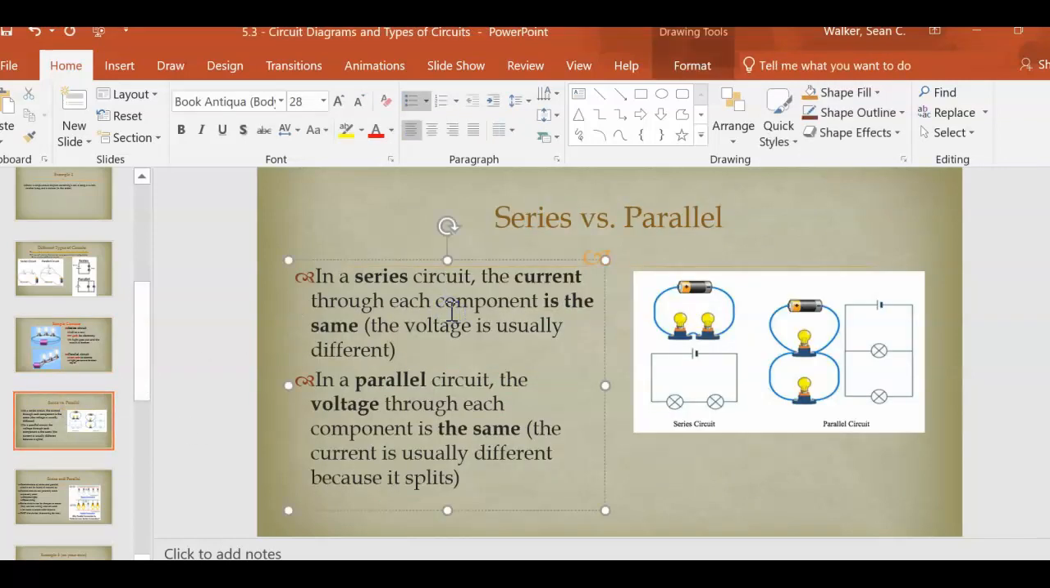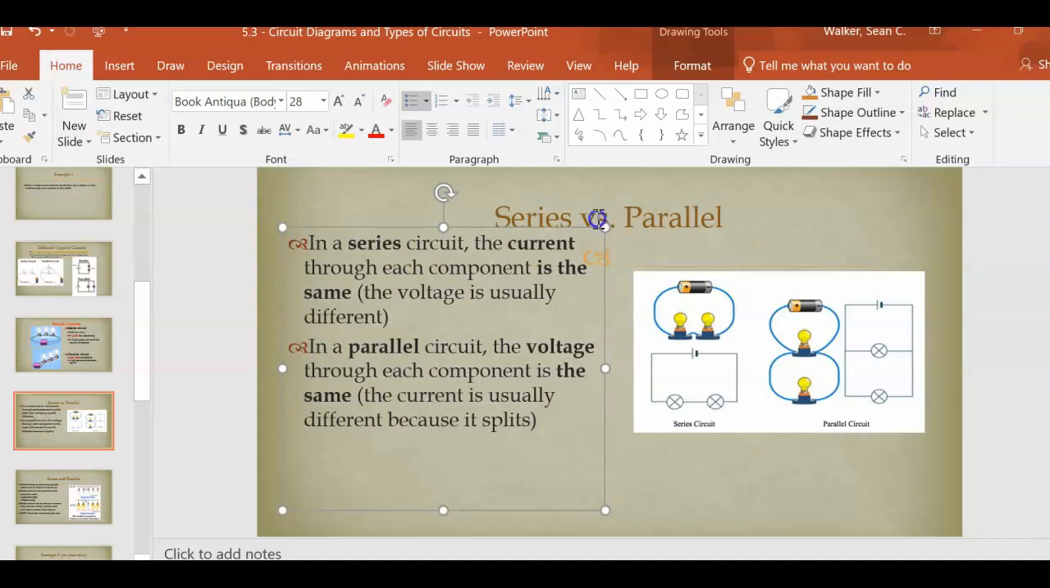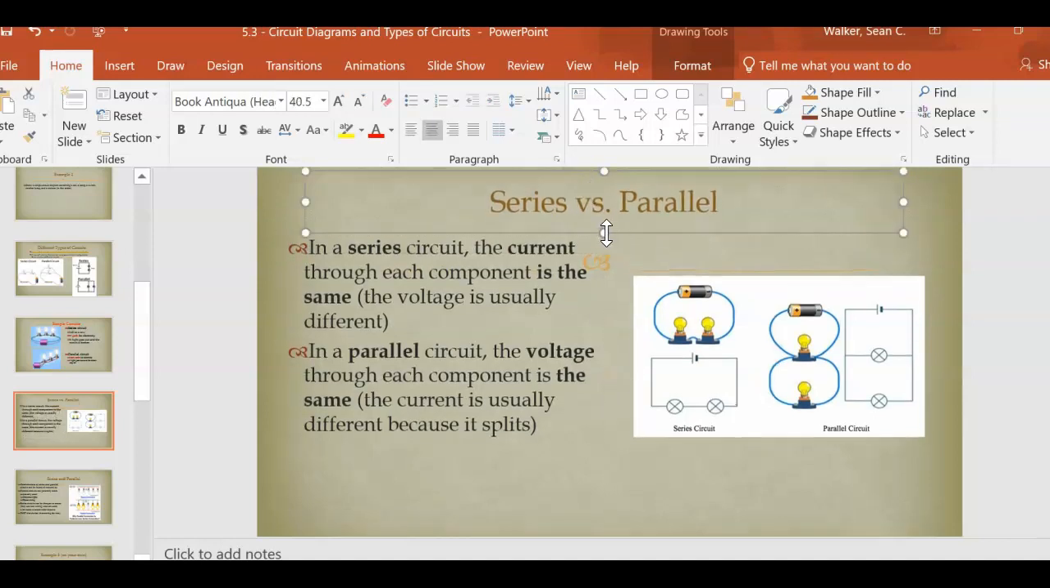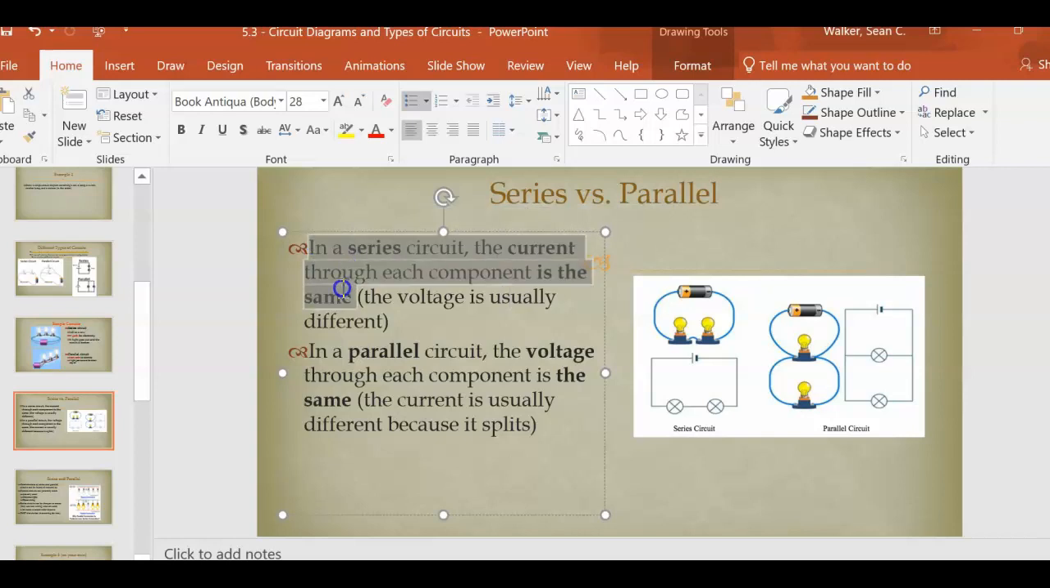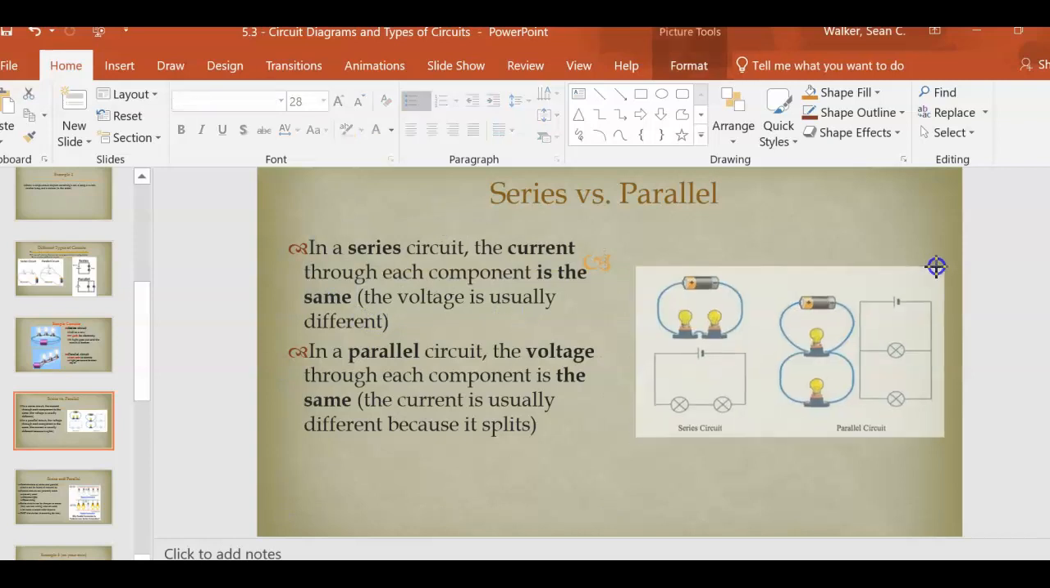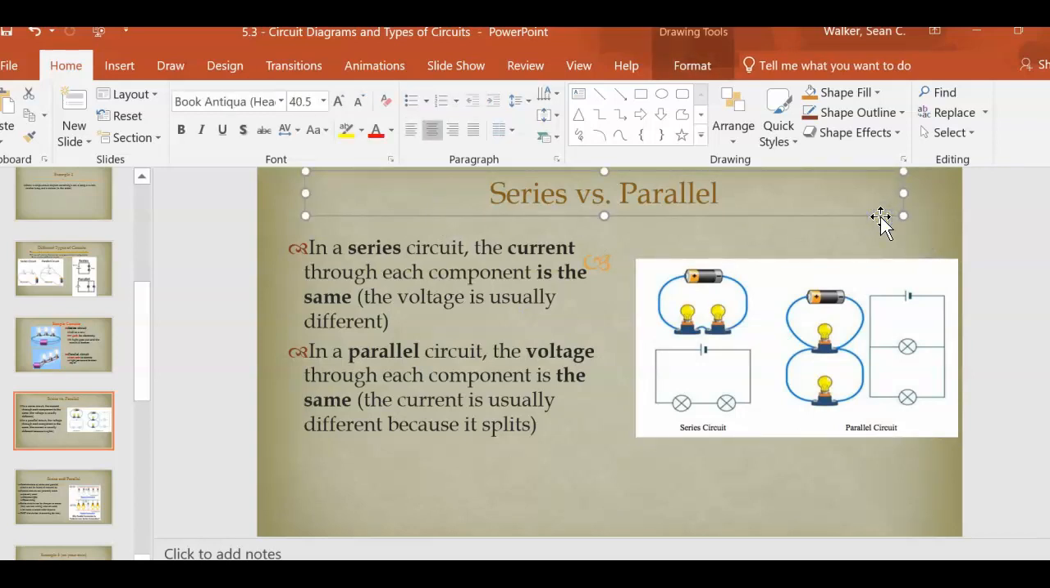Just to get more specific about the difference between series and parallel circuits, here are some important details you need to know. In a series circuit, the current through every component is the same. The voltage is usually not the same, but the current has to be the same in series. The reason is that in a series circuit there's only one path the current can travel through, which means it has to be the same throughout.